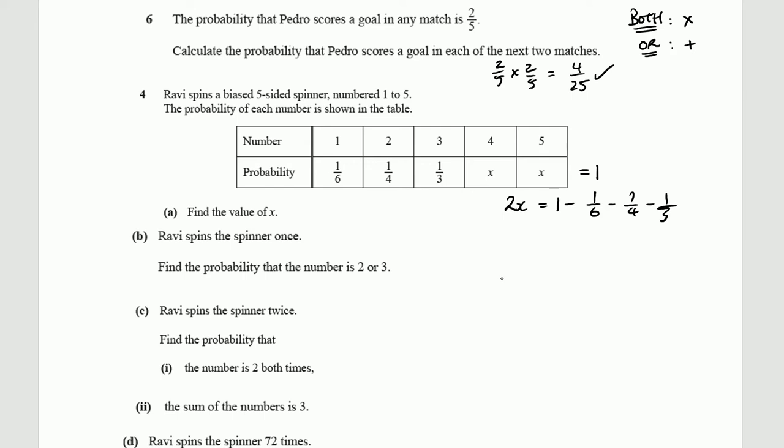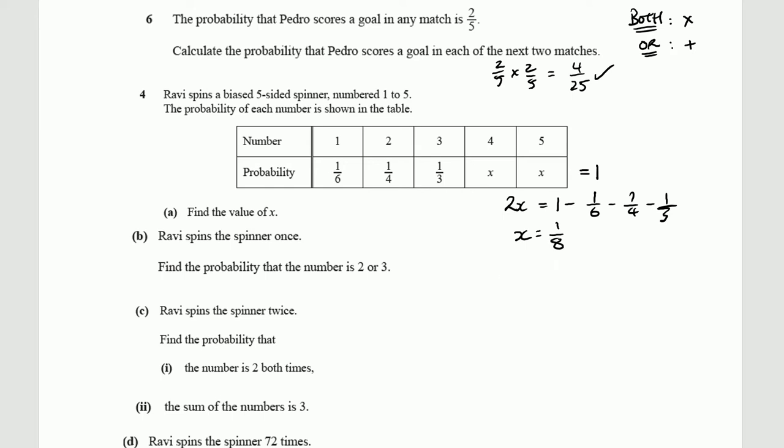So you can just type this into your calculator and solve for x. I'll do that now. 1 minus a sixth, minus a quarter, minus a third gives me 1/4, so if I divide that by 2, x will equal 1/8.